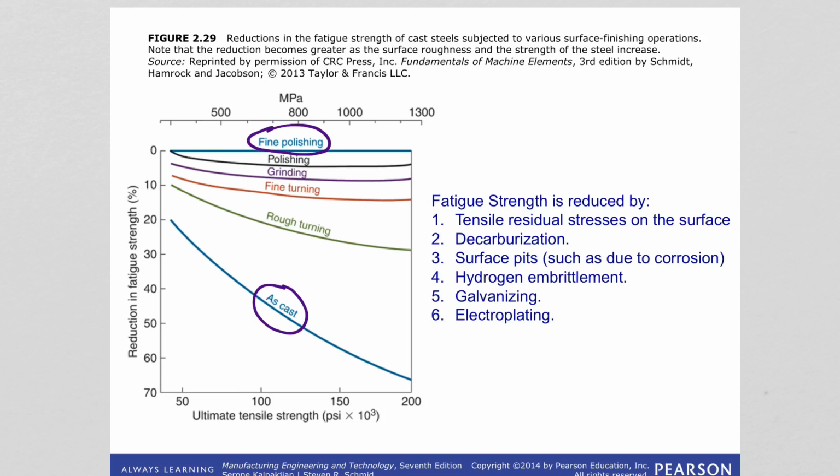When surface pits form, usually due to corrosion, they can again reduce the fatigue strength. Hydrogen embrittlement. This is where hydrogen can get stuck inside the material during manufacturing. The hydrogen can come from air or moisture during the manufacturing operations. And galvanizing or electroplating. These are, we're going to learn later, surface treatment operations that can introduce some surface roughness, and that can reduce the fatigue strength.